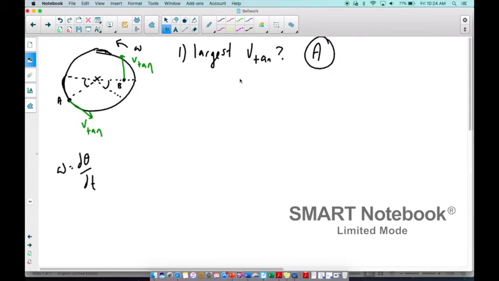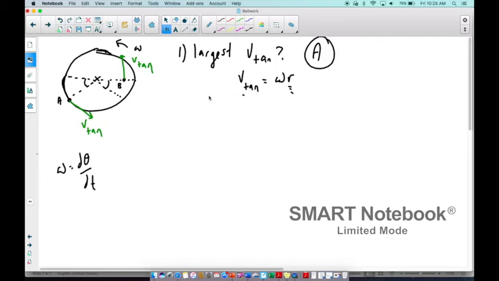Another way of doing that would be to use our translational equations to translate between the two worlds, the linear world and the angular world, and this is how you get between them. So the larger the radius is, where radius is distance from axis of rotation, the larger the v-tan has got to be.